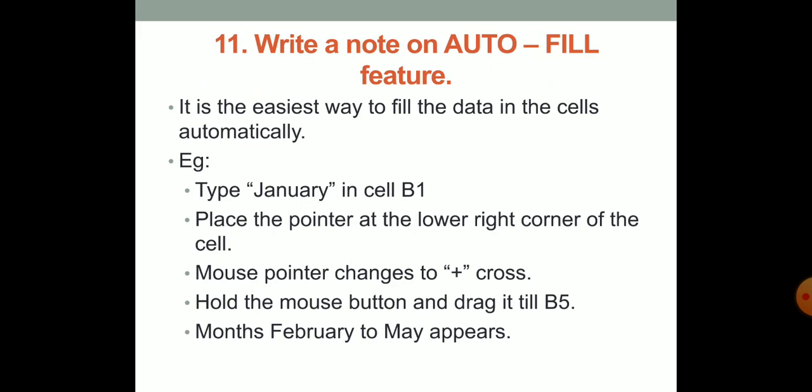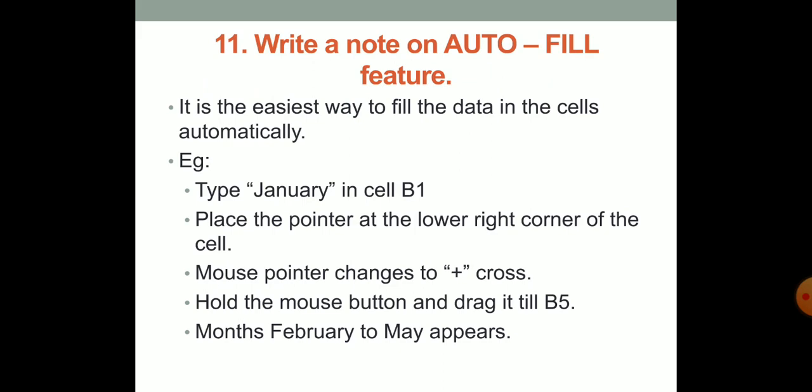Now if I extend it, I still drag on till say B7. After May it will be June, July. Till July I will be having. Now if I extend till B12, I will be having till December. Okay. So what is this autofill feature? Autofill feature is the easiest way to fill the data in the cells automatically.